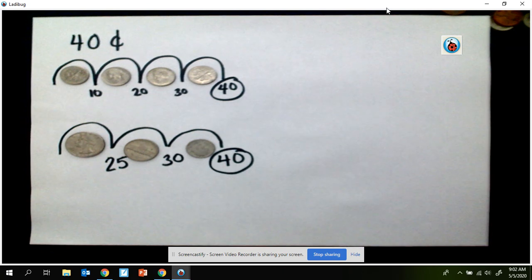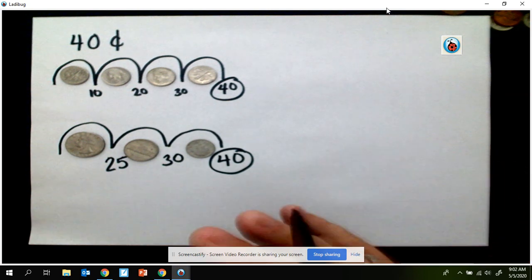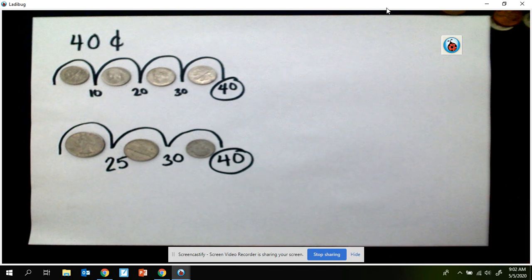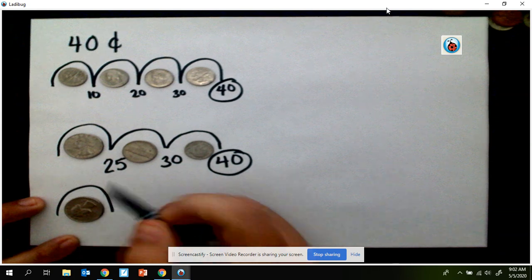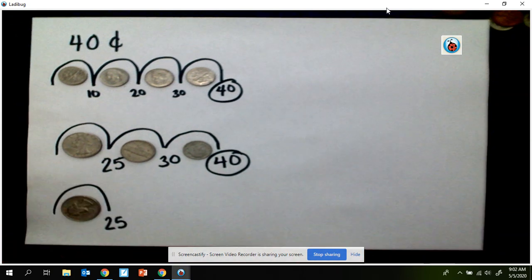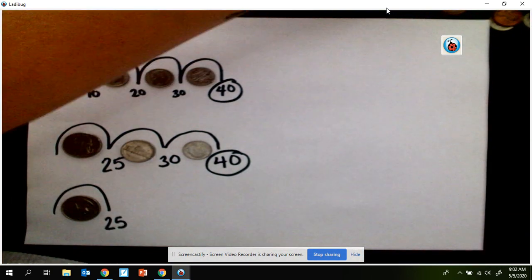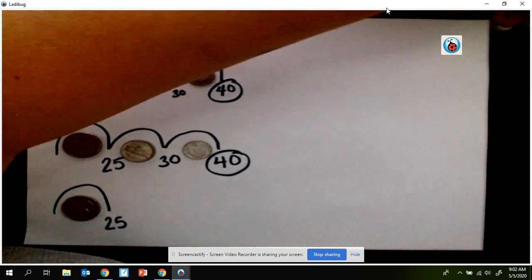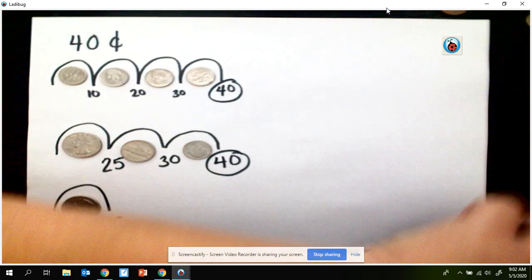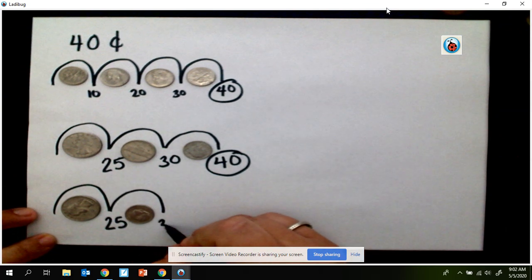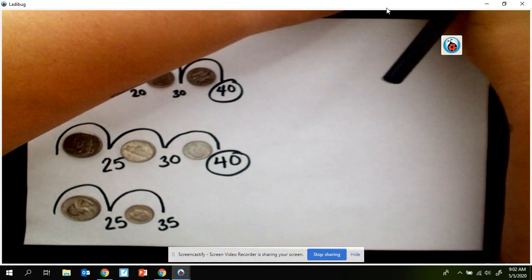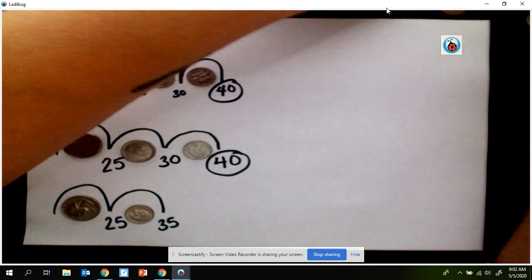What else could get me to 40 cents? I could do 40 pennies, but that's a lot of pennies. I don't know if I have that many pennies, so I'm going to leave the pennies off for right now. Let's try another way. I'm going to try a quarter. That's 25. Let's see what I have. I have a dime. That's 35. And I'm going to try 5 pennies instead of that nickel because I don't have a nickel anymore.